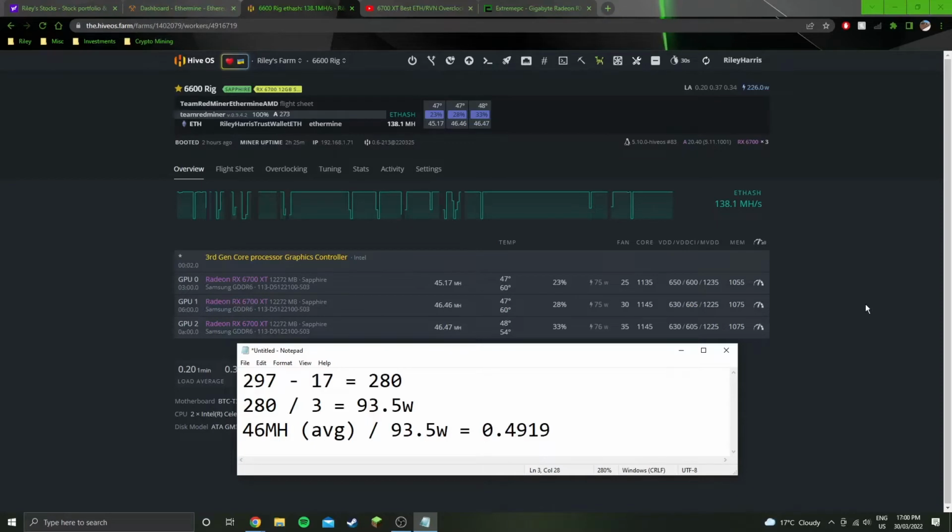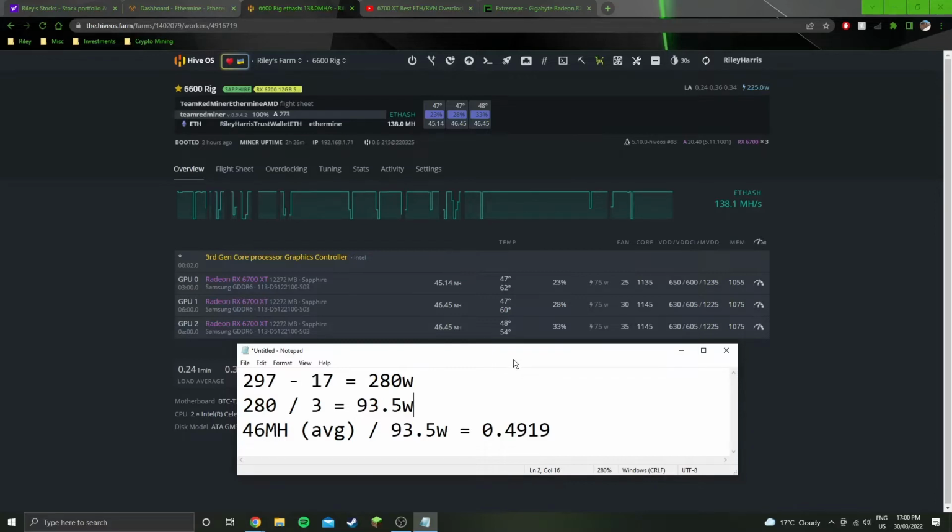So I'm in the software side now and I've got the numbers up on screen. We've got 297 watts at the wall, minus the 17 watts system idle, is 280 watts for the three GPUs, which is 93.5 watts each, roughly. And then I'm getting an average of 46 megahash because of this GPU being lower. Divide that by the wattage per GPU, and that gives us 0.4919 as the efficiency for this GPU on this power supply.